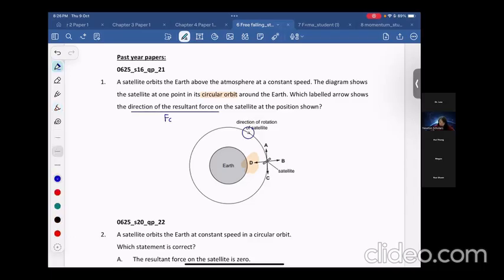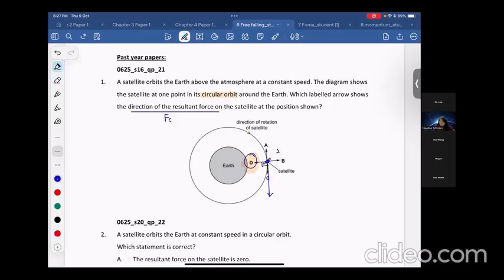Remember, this is the direction of the satellite moving. At every single point here, it is trying to move in a straight line like this. So at this position, it will try to go straight in this direction. It will always be 90 degrees to your centripetal force. So here, your answer should be C.